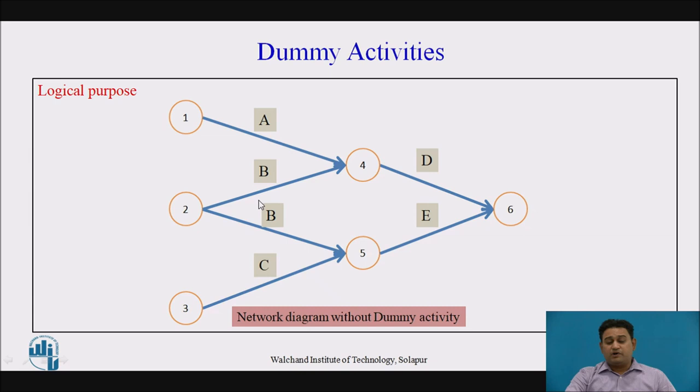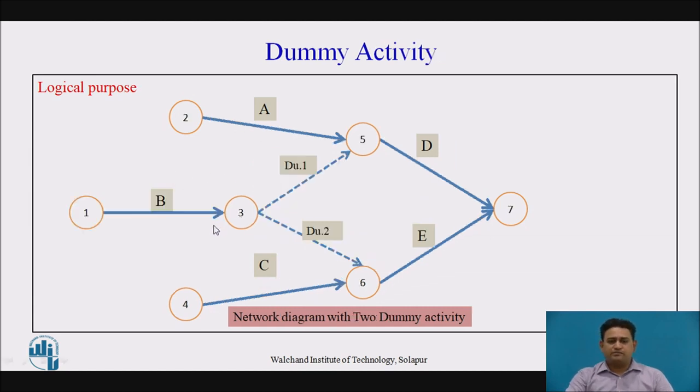But when we see C and E, here E is going to start only when B and C are complete. But keep in mind, in the network diagram, no single activity is presented only once in the particular network diagram. It is not presented twice. So to maintain that, logically, this is a network diagram. Here we have placed two dummy activities and the logicality is maintained.